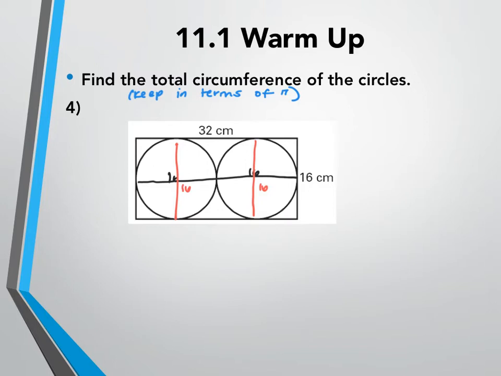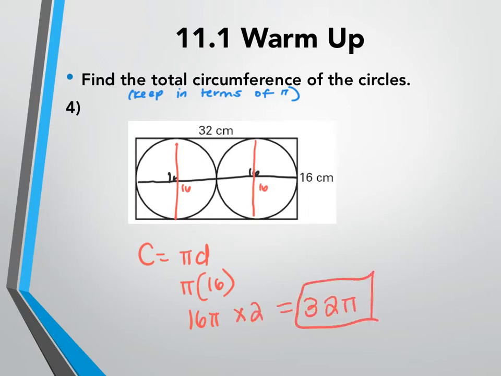So if 16 is my diameter, then for the circumference we can now use pi d. Pi times 16, or 16 pi, is the circumference of one circle, and then I just double it. 32 pi. And if you know from the get-go that it'd be twice it, you could just use that 32. It's the same thing.